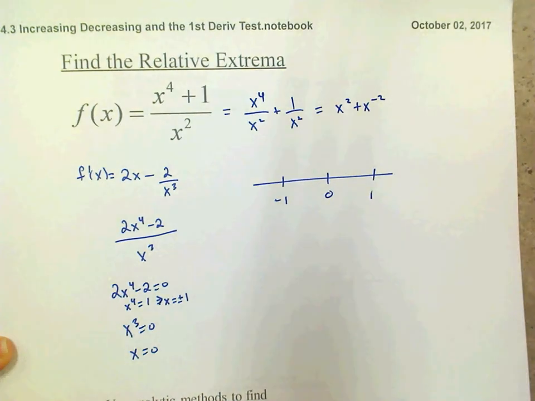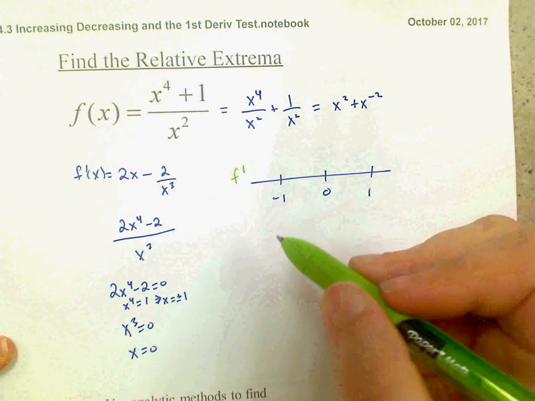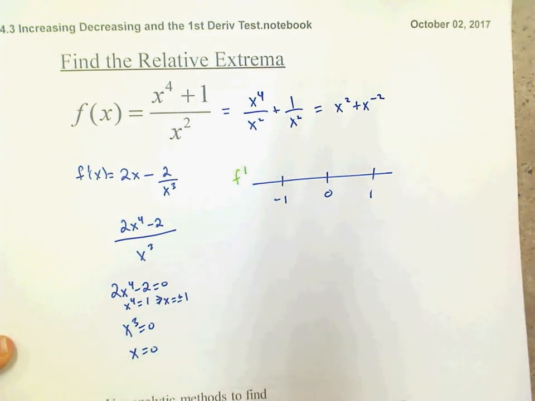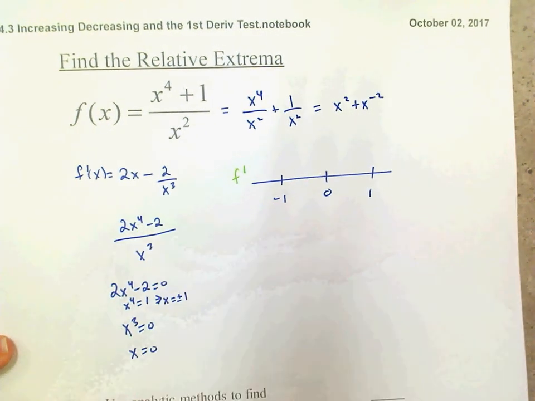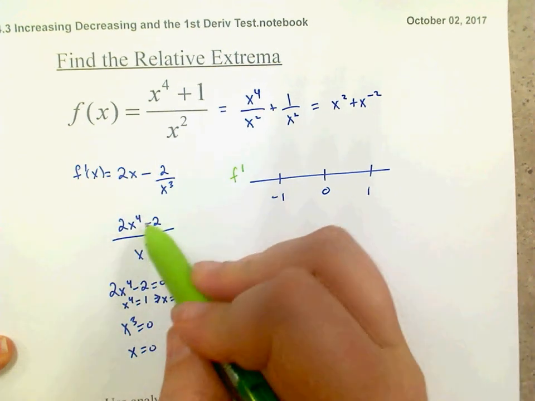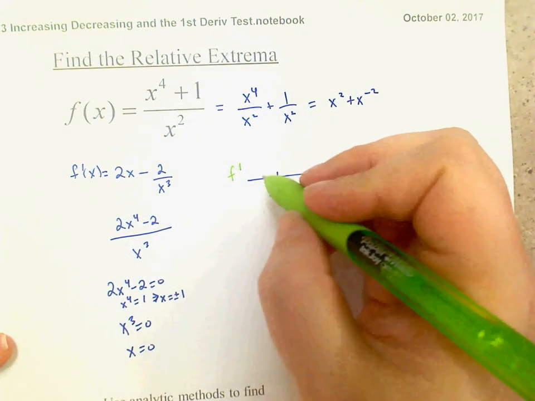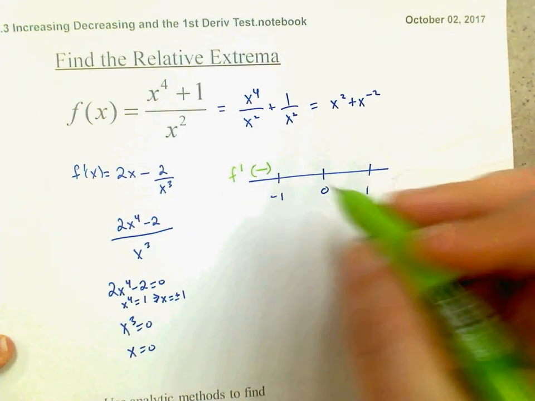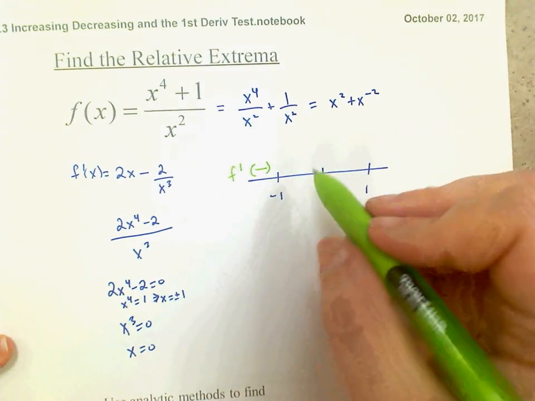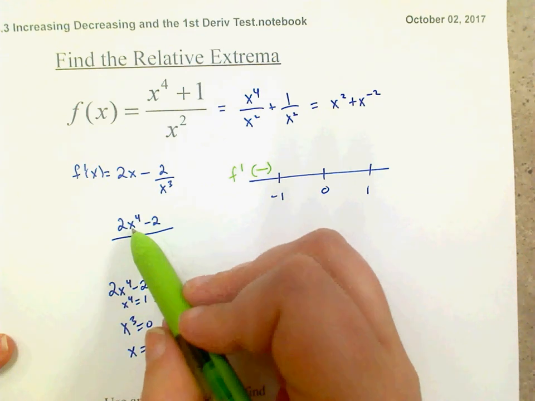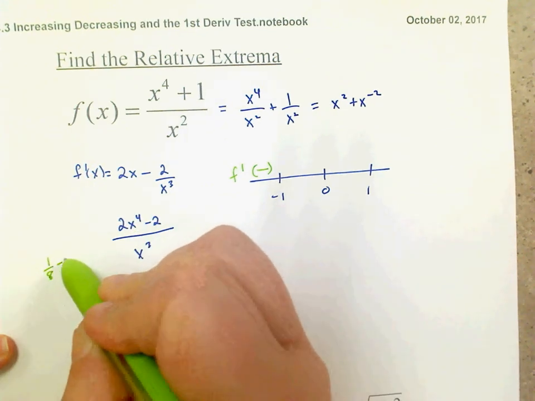So we plug in everything around them into f prime and see what happens. So if I plug in negative 2, negative 2 to the 4th is positive, so that's a positive because it's larger. But then divided by negative 2 to the 3rd, which is negative, so that is negative. Negative 1/2. So if I plug in negative 1/2, that is 1/16, so 1/8 minus 2 divided by a negative 1/8.